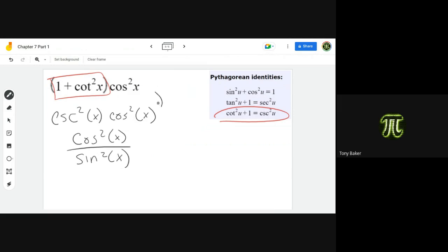So from this step to here, we use the Pythagorean. From here to here, we use quotient. Actually, sorry, we didn't use quotient. We used reciprocal for that one. And then from here to here, we're going to use quotient. What's cosine over sine? It's cotangent. So it's cotangent squared of x. Sine over cosine is tangent.